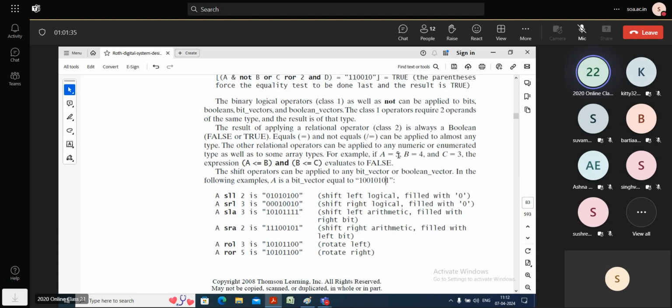For example, if you write a equal to 5, b equal to 4, c equal to 3, you can see that all these are integers. You can evaluate an expression like a is less than or equal to b, that is 5 is less than or equal to 4. This is false, so false and something, whatever it is, true or false, will evaluate the result to be false.